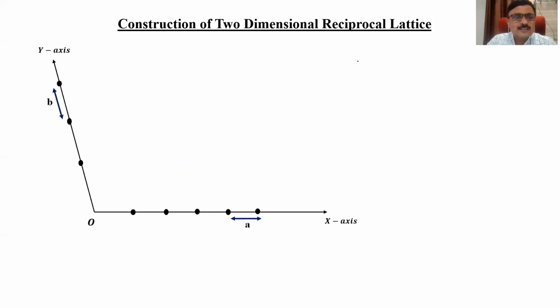So let us consider these are the two axes, x-axis and y-axis, or you can call them a-axis and b-axis. The third axis is perpendicular to the plane of the paper, so that the angle between a and b, that is gamma, is not equal to 90 degrees, and angles alpha and beta are 90 degrees. Along the x-axis, the distance between two consecutive atoms is a, that is the lattice constant, and the distance between two consecutive atoms along the b-axis is b, and the c-axis is perpendicular to the plane of the paper.